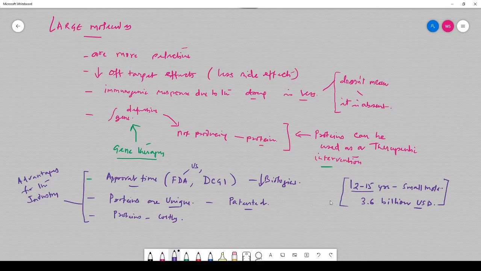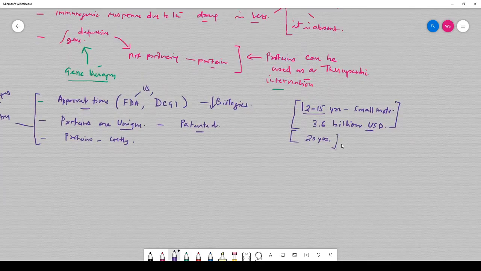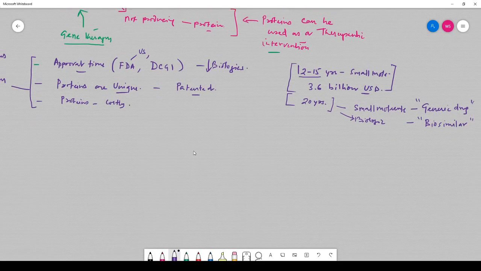Then patent. If you hold a patent, the life is 20 years. So the company holds a patent for 20 years, then it can exclusively manufacture the drug. What happens after 20 years? If it is a small molecule, it becomes a generic drug, meaning many other companies can start manufacturing it. If it is a biologic, after 20 years, the biologic becomes a biosimilar. So now we have learned the difference between a generic drug and a biosimilar drug.